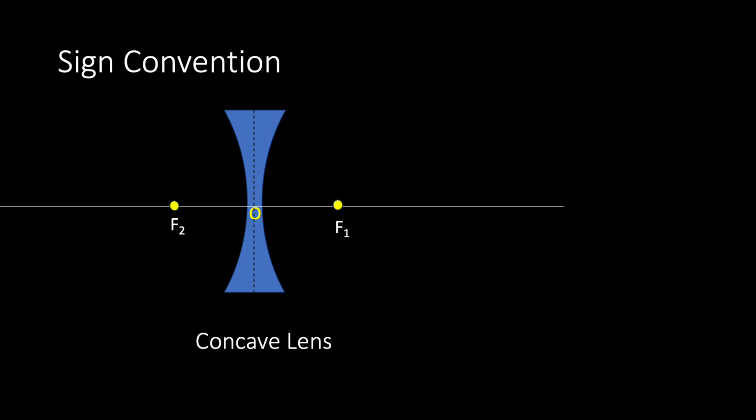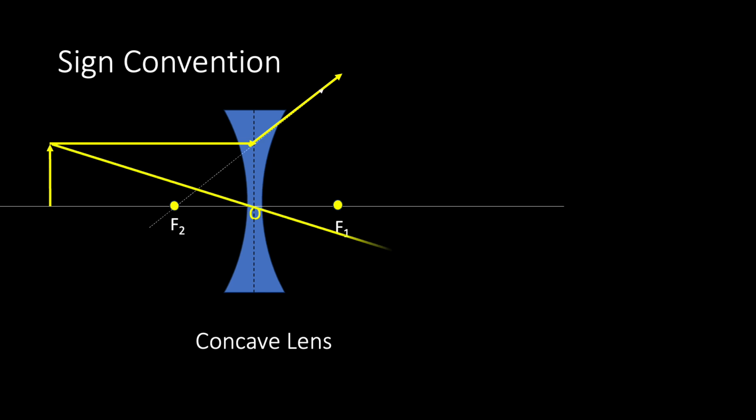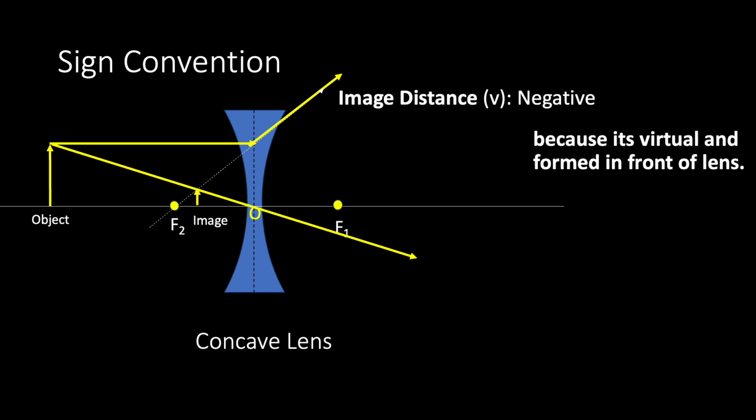Now this is a concave lens. Here is our object. Let's draw the principal rays. Since it's a concave lens, the ray will diverge. And a virtual image is being formed. Now it appears on the same side as the object, which is the left side. So in this case, our image distance is negative. Image is virtual, it is formed in front of the lens.